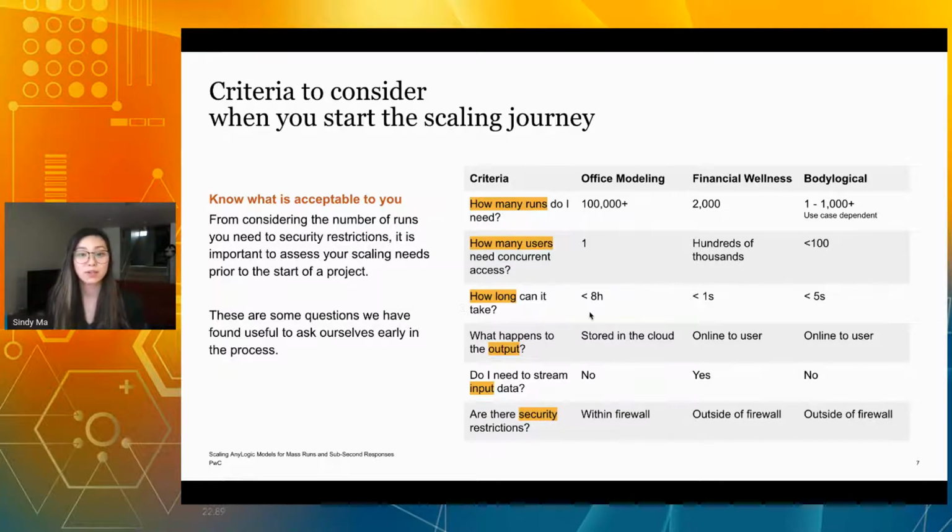Again, we're looking at how much time. This is very important. So we could run this overnight, so it doesn't need to be that fast. Whereas these two models, we needed something to come back to the user basically straight away for financial wellness. And for Bodylogical, people were a little bit more patient. This was an enterprise use case, so not consumers sitting at the end directly.